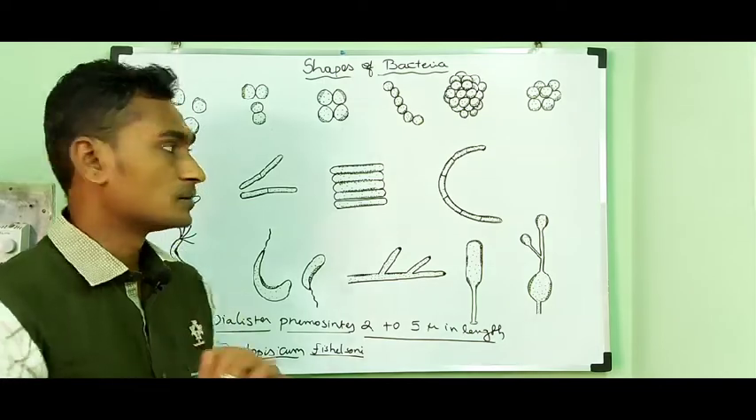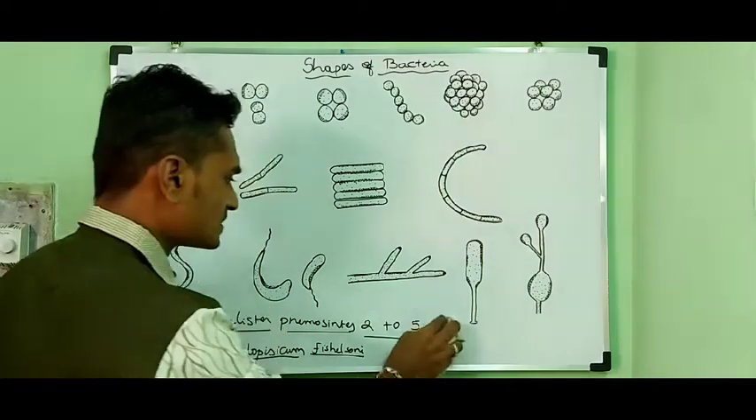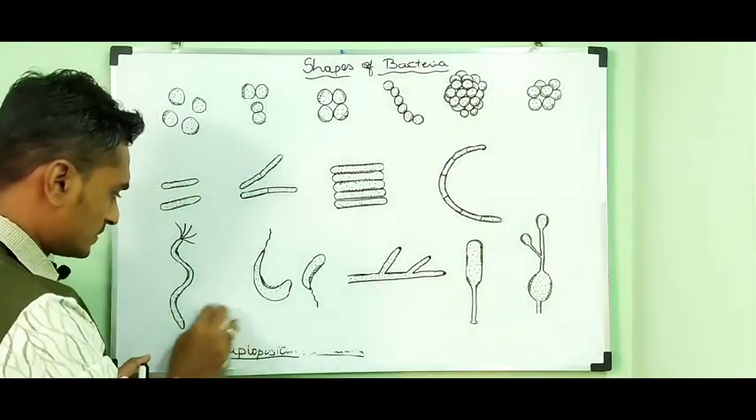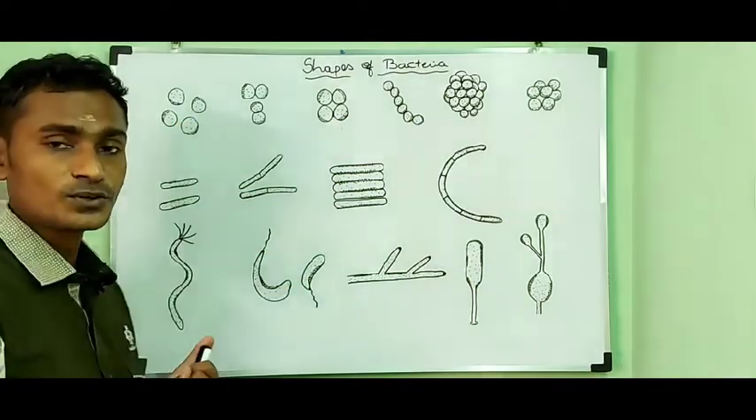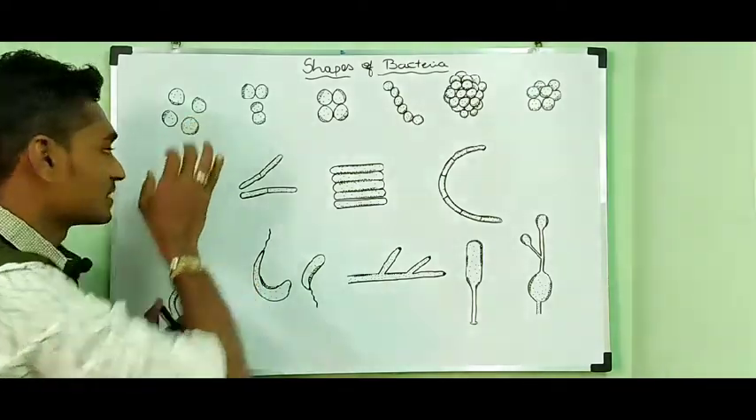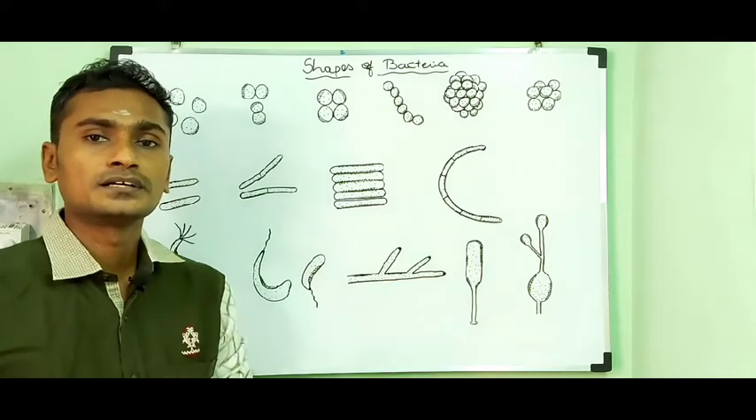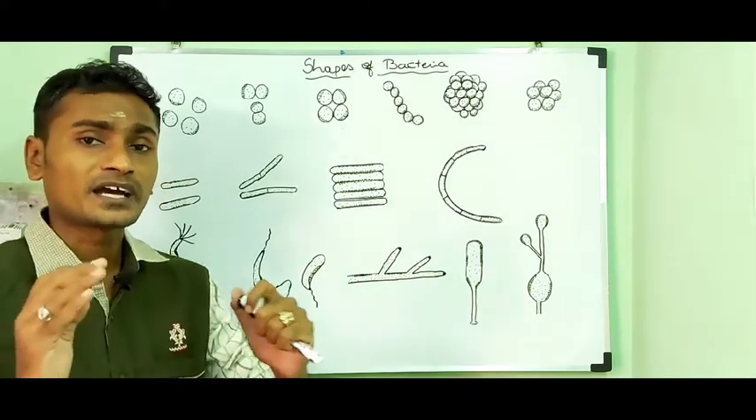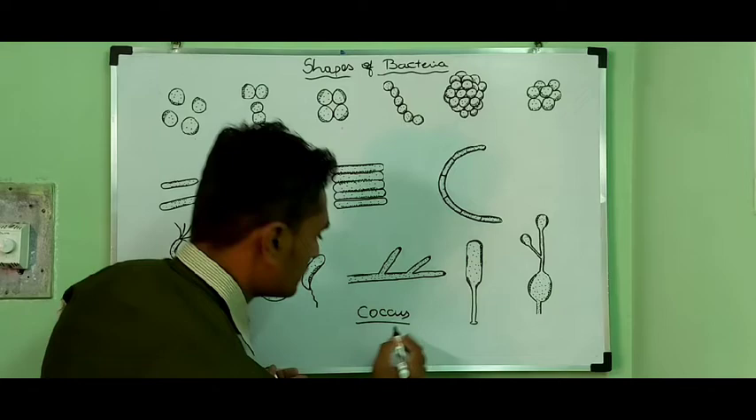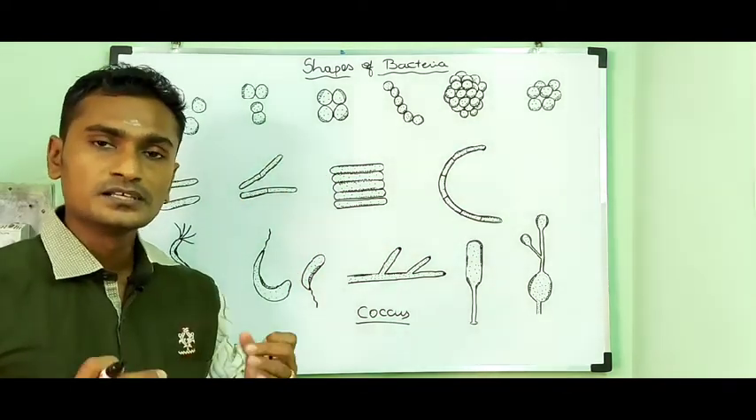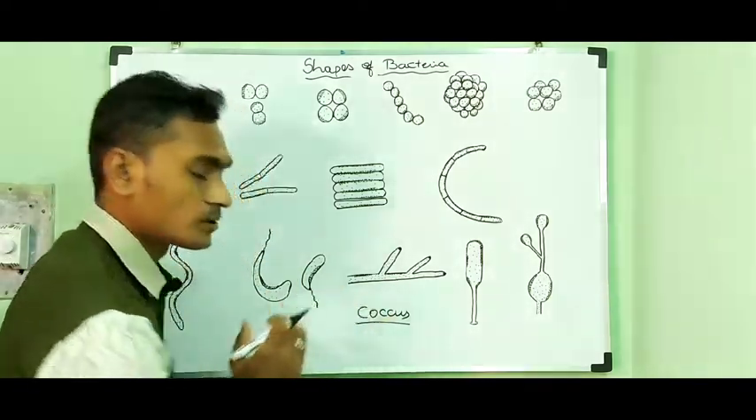Then I am going to tell about the shapes of bacteria. Bacteria show different shapes. If a bacteria shows round, ellipsoid, ovoid or spherical shape, that bacteria is called coccus.